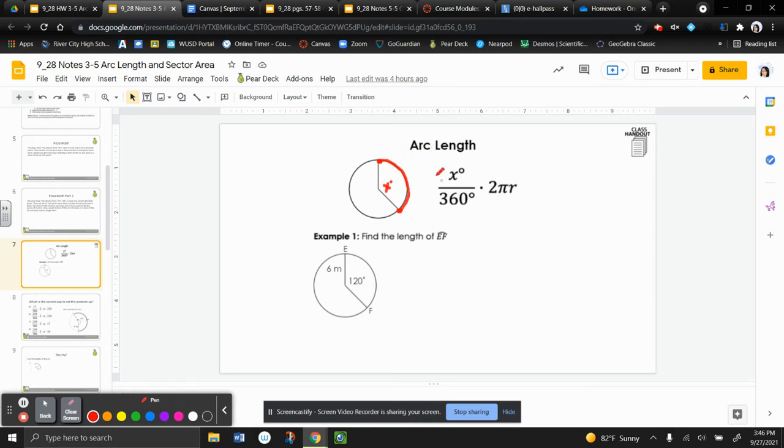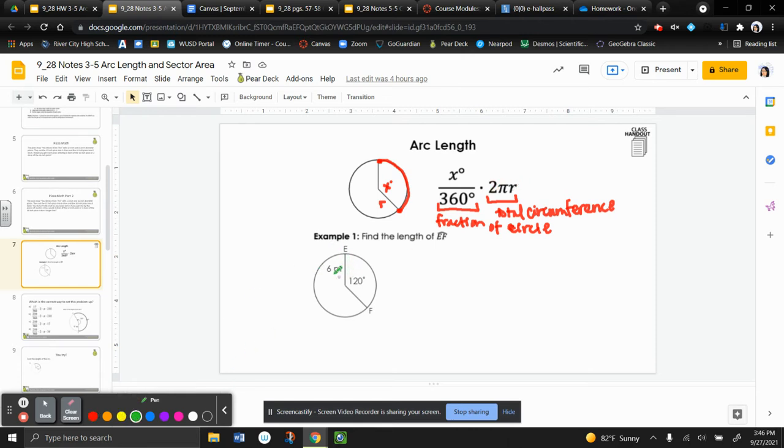So the formula for arc length is that it's the fraction of the total circumference. So your fraction is going to be x over 360. So however many degrees over a total of 360 degrees, that's the portion of the circle you're looking at, times 2 pi r, which represents the total circumference. So this part represents the fraction of the circle, times the total circumference. So all we have to do is plug in the degree measurement and then the radius. If you're given the diameter, make sure that you have half of that.